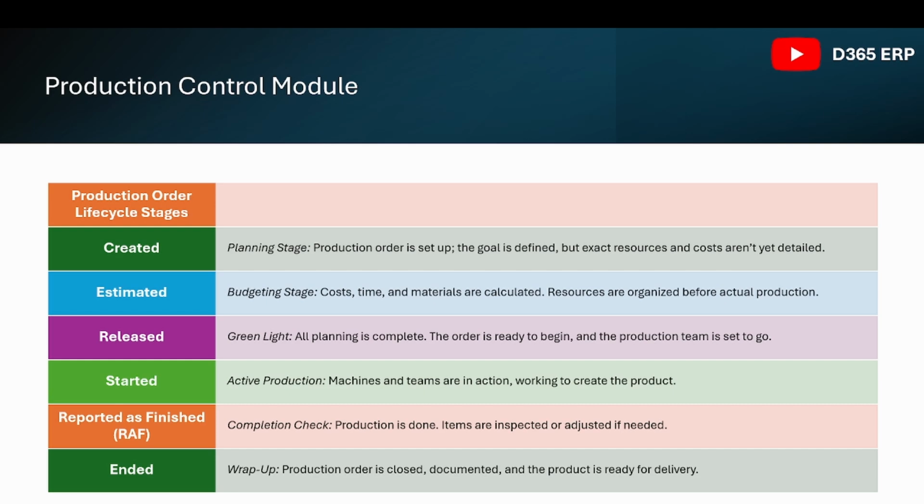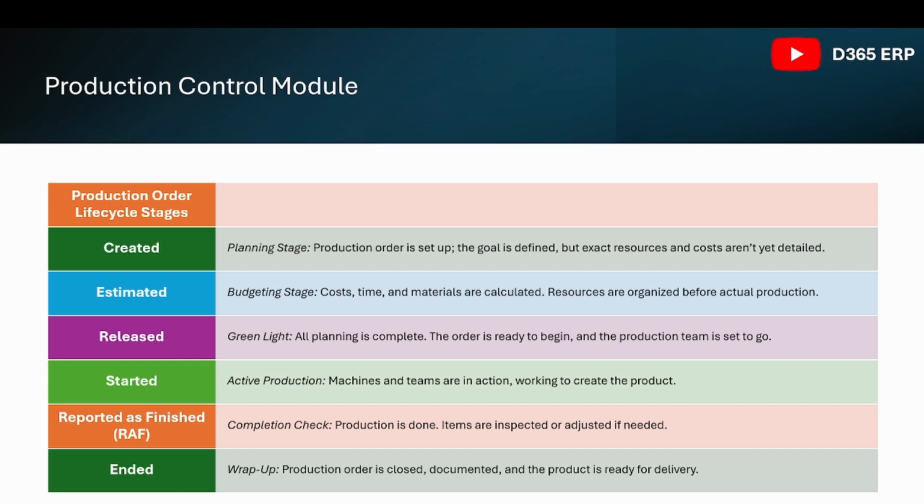In the estimated stage, we dive a bit deeper. We calculate the cost, time and material needed to make this product. Think of it as budgeting and organization before you actually begin the production process, so you know exactly what is required to get the job done. After this stage comes released. Now the production order is officially ready to move forward. The planning is done, everything is set, we are saying let's get started. So it's basically a green light for the production team to start their action.